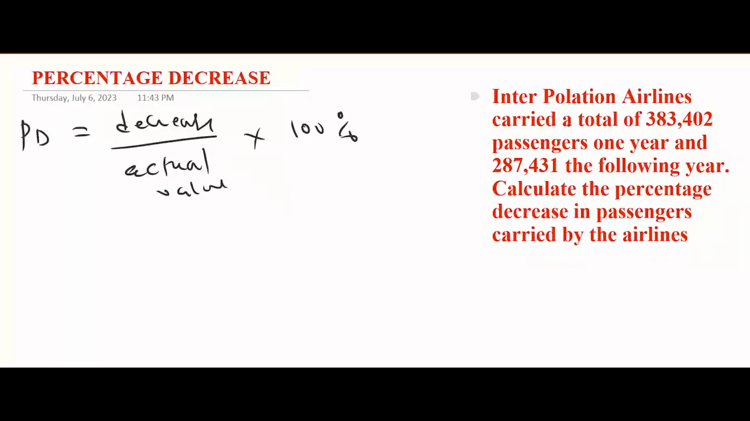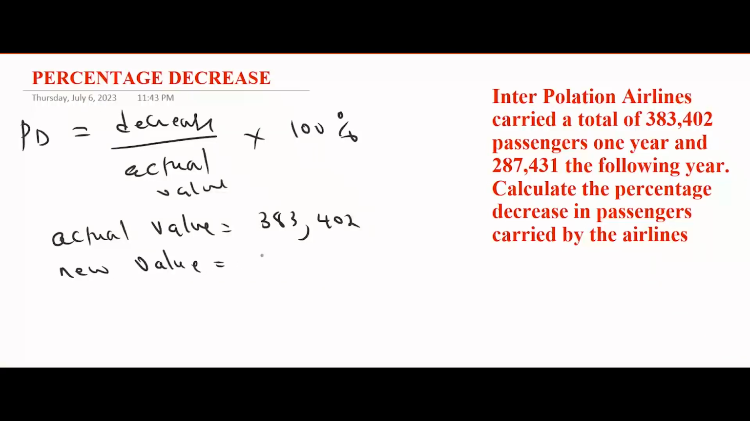Interpolation Airlines carried a total of 383,402 passengers one year, so that will be the actual value, and 287,431 the following year. So that means the new value will be equal to 287,431. Calculate the percentage decrease. For this one, you need to be very careful.